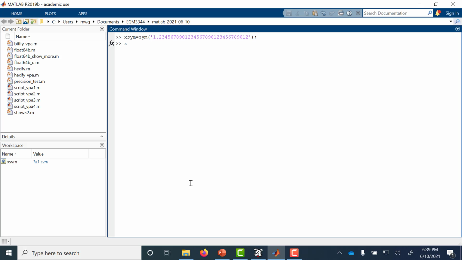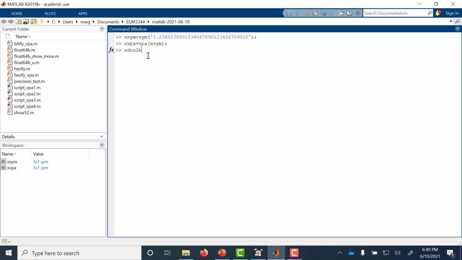And then I'm going to declare XVPA as a VPA. That's variable precision arithmetic, I think is what that stands for. And it wants a symbol, so I'll give it to you right there. Okay, so that's my XVPA. It's a high resolution representation of that, something I can do calculations with.